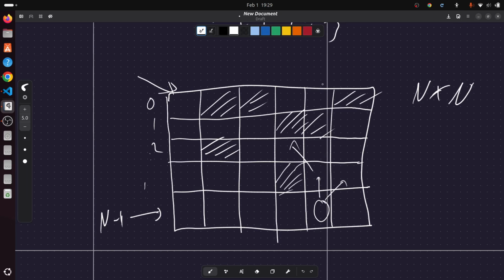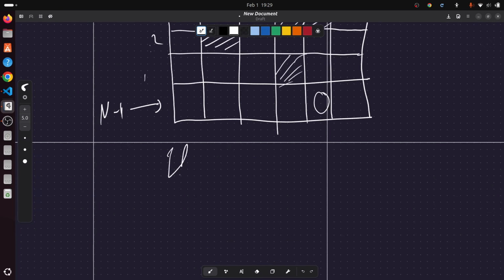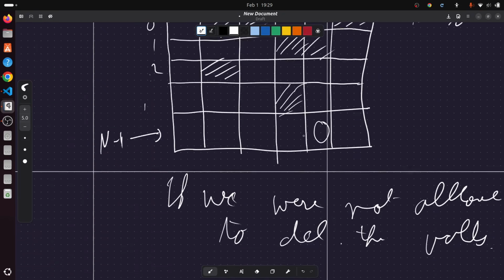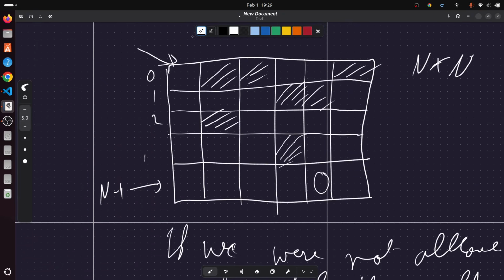It would have been a simple graph problem if we were not allowed to delete the walls, then it is just a simple BFS problem, right? But right now it is not. So what can we do for that? What's the main difference here? That we can destroy the walls, right?